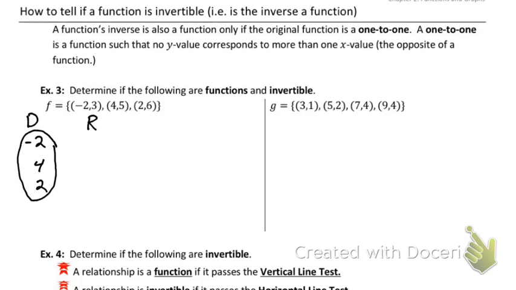Then our range would be 3, 5, and 6. Well, 2 maps to 3, 4 maps to 5, 2 maps to 6. That is definitely a function. Reminder, the only time it's not a function is if, say, -2 goes to 2 locations. Then it's not a function.